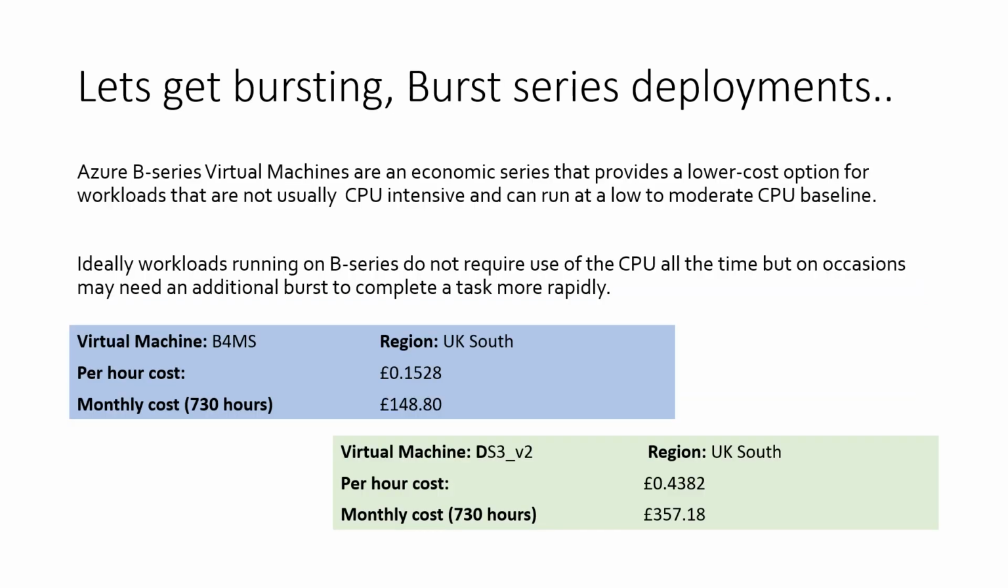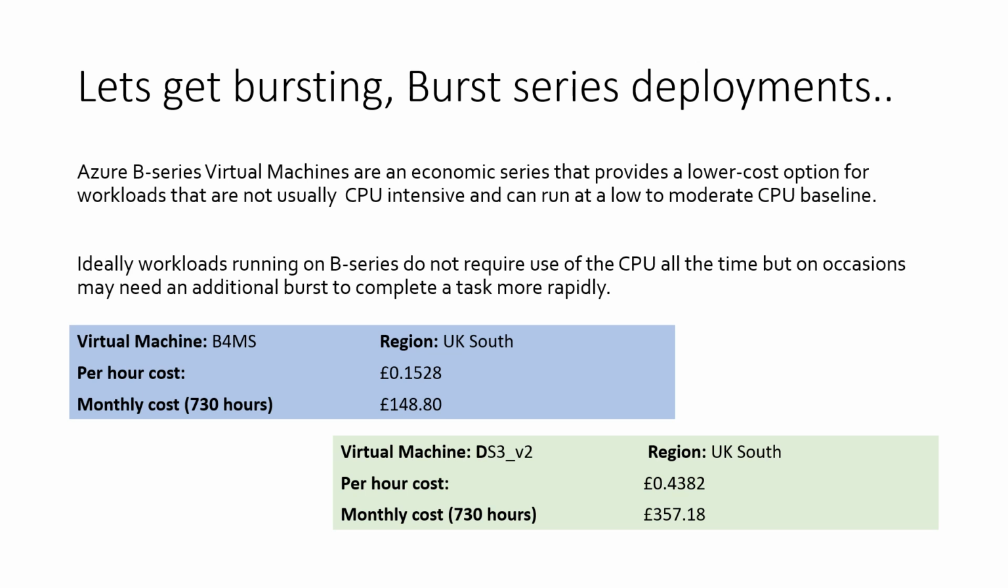Let's get bursting. Burst series deployments. Azure have B series virtual machines, and these are an economic series that provide a lower cost option for workloads that are not usually CPU intensive and can run at a low to moderate CPU baseline. Ideally, workloads running on a B series really do not require the use of their full CPU at all times, and may occasionally need a burst to complete a task more rapidly.